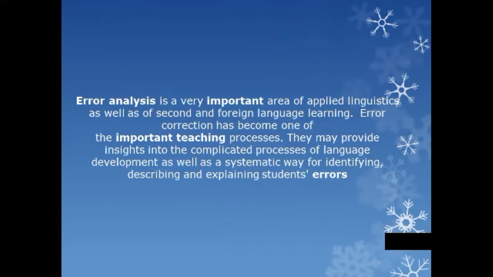Error analysis is a very important area of applied linguistics as well as second and foreign language learning. Error correction has become one of the important teaching processes. Errors may provide insight into the complicated processes of language development, as well as a systematic way for identifying, describing, and explaining student errors.